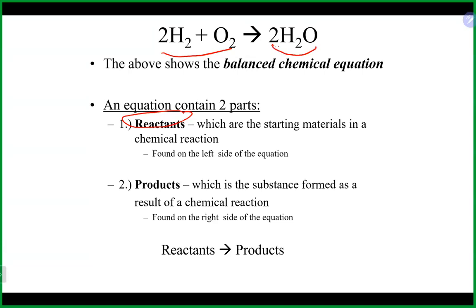All right, so on the right-hand side of the arrow, there are products. And products are really what is formed as a result of the chemical reaction. And they're always on the right-hand side of the arrow. So always reactants to products when we have this equation written correctly. And again, we should always use a balanced equation.